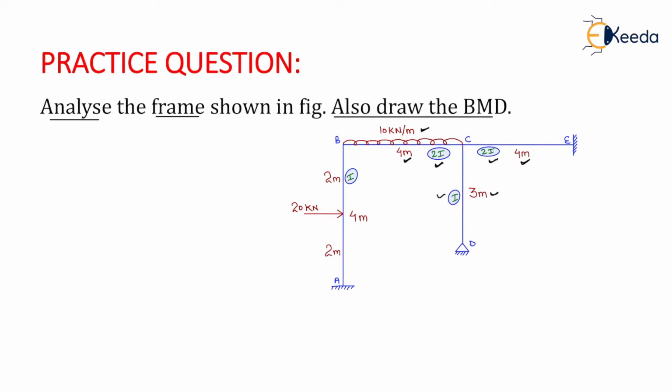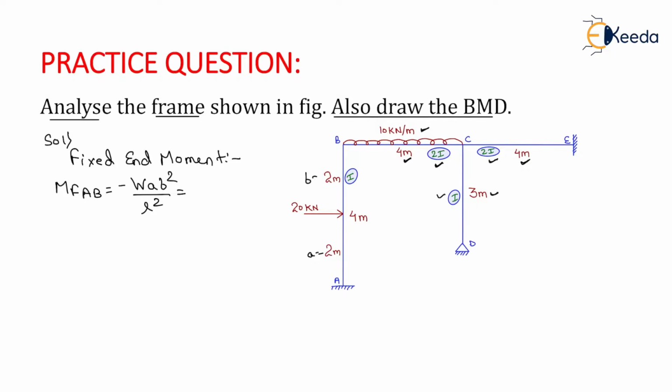Now, for analyzing this frame, first of all we need to determine the fixed end moments. The first fixed end moment will be MFAB. Due to the point load, the fixed end moment will be equal to minus W a b squared upon L squared. On putting the values a as 2 meters and b as 2 meters, we get minus 20 into 2 squared divided by 4 squared. We get the fixed end moment as minus 10 kilonewton meter. That will be the fixed end moment of AB.